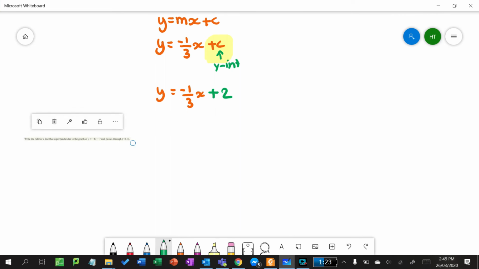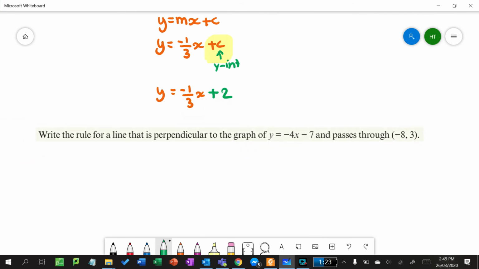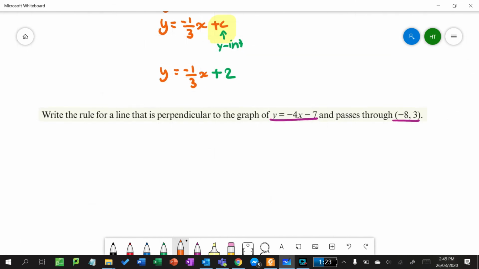Write a rule. Write the rule for a line that is perpendicular to the graph of y equals negative 4x minus 7 and passes through the point negative 8, 3. Okay, so we see the gradient here is negative 4. So the perpendicular gradient has to be, so 4 becomes 1 over 4, and because there's a negative here, there won't be a negative in our perpendicular gradient. So the gradient is just 1 over 4.